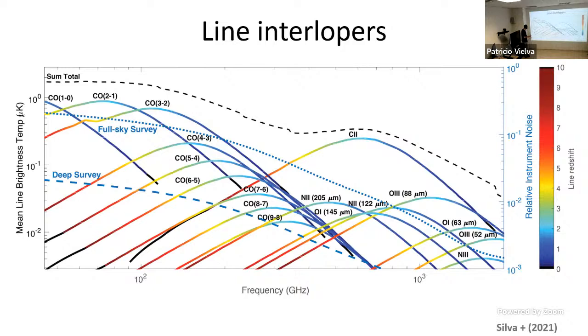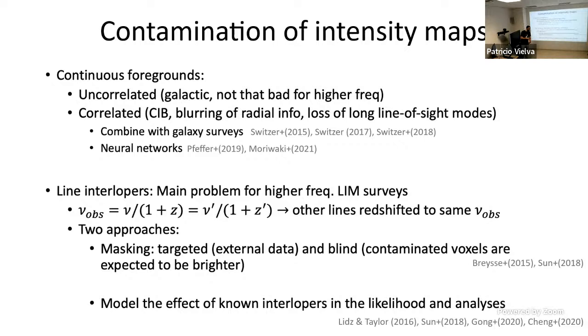And in order to deal with that, we can either mask those brightest voxels, this will be the blind masking, or use external data to do some targeted masking and mask the voxels that we know the contribution is coming from. Imagine we are targeting line intensity mapping at very high redshift, and we have some foreground from lower redshift that we also have galaxy distribution for. So we know that when those galaxies are located in that map, we can expect a very bright emission for the foreground. So we can basically mask that voxel because we know at which frequency and position on the sky it corresponds in our intensity map.